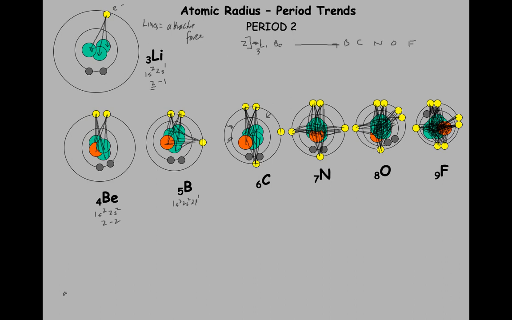So you can make the argument that this has the most attraction over here, which would give you the smallest radius. Now that's kind of interesting because fluorine has 9 protons while lithium over here only has 3. So this has 3 times the protons and electrons, and it's that much smaller in radius because the nucleus is so strong in this case.